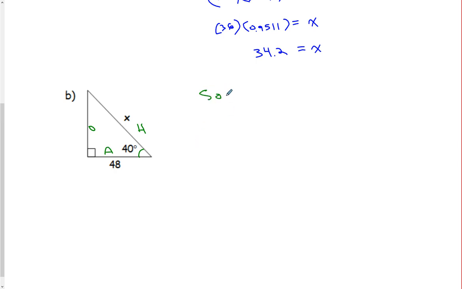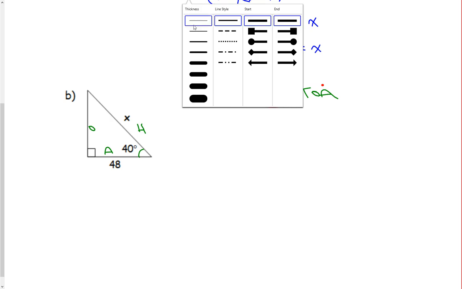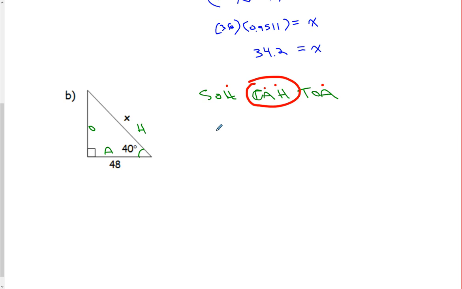If I go SOHCAHTOA, I notice that I want the hypotenuse, so that's probably important, and I have the adjacent side. So that means cosine's the one I want, because it's got both adjacent and hypotenuse in it. So let's set up a ratio. We're going to go cosine of 40 degrees equals, my adjacent side is 48, my hypotenuse is x.